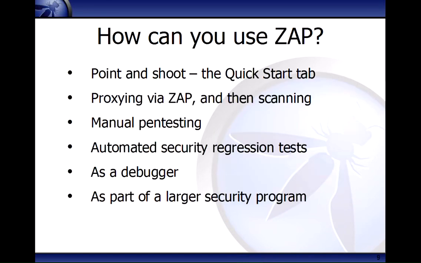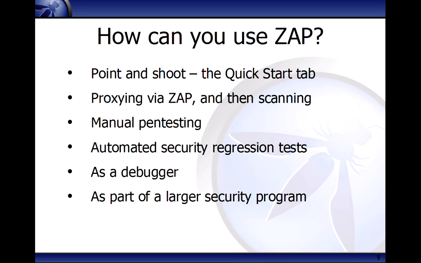I'm going to have a quick run through how you can use it, because that is one of the questions people ask me, and it's a very good question. One way is point and shoot. We've got a quick start tab, and you can just put in a URL and go attack. What will happen is ZAP will run the spider against that URL and then run the active and passive scanners against that. That's very effective, but it's limited. If you've got authentication, then it's not going to be very successful. It's going to test your login page very effectively, and that's it.